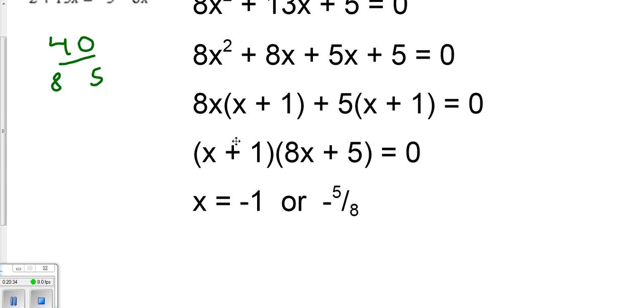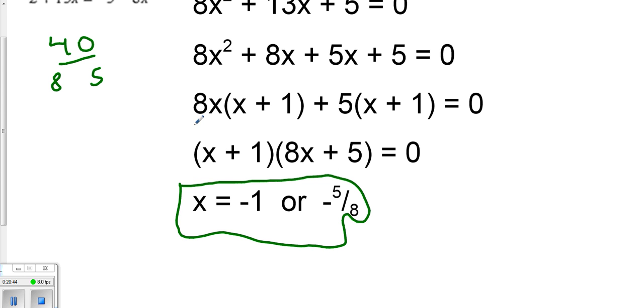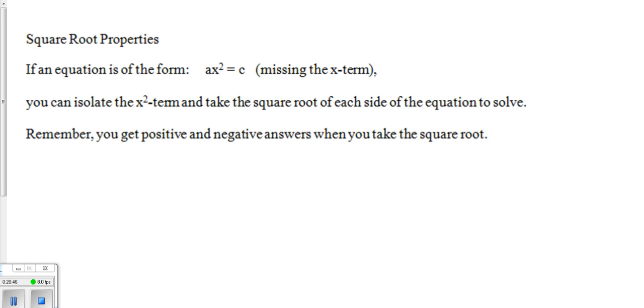So our solutions, for this one it would be negative 1. For this one it would be negative 5/8. So these would be our two solutions for this quadratic equation. We'll do our square root properties in the next video.